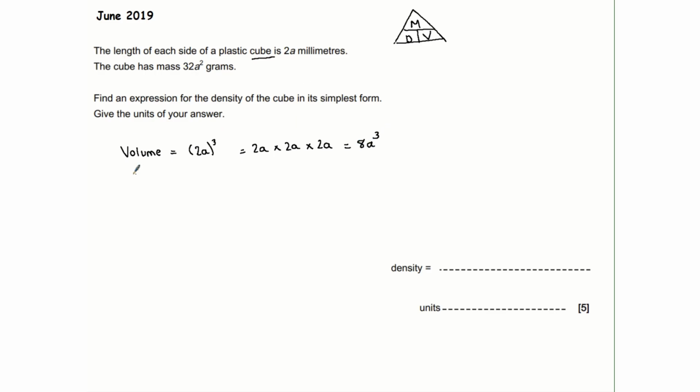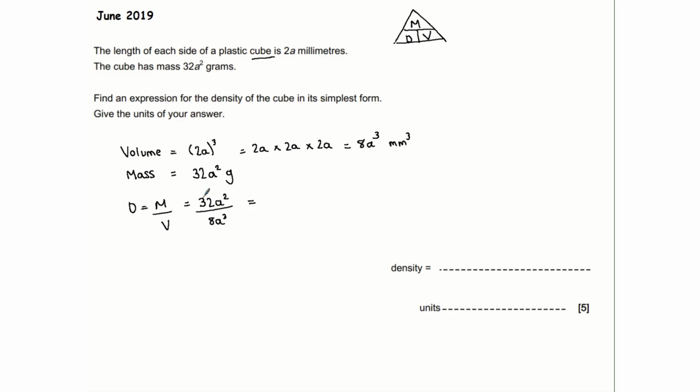We know the mass, so let's write that one down. So mass is already given for us. I'm just going to make sure we've got the correct units here as well. So we've got 32A squared grams, and we want the density. So density is on the bottom of the triangle. So density is mass divided by volume. The mass here is 32A squared, and the volume is 8A cubed. I'm just going to leave the units for the moment and I'll come back to that.